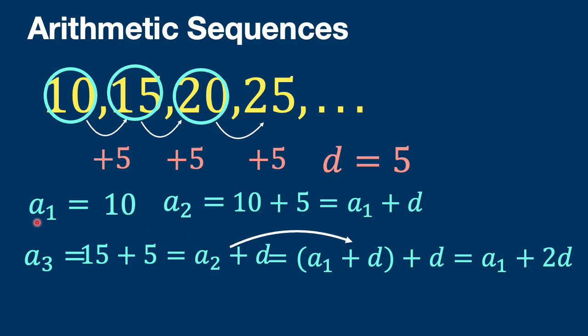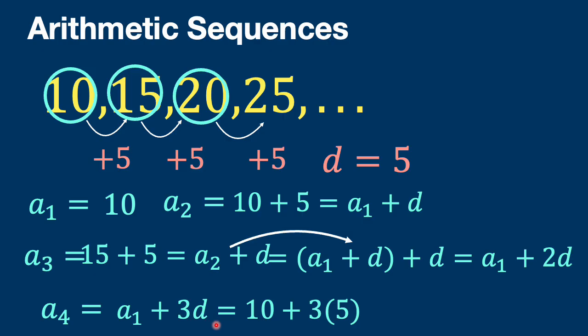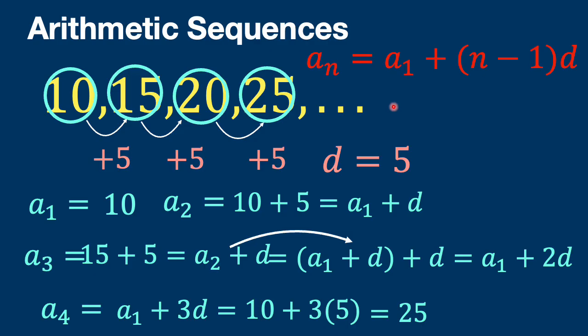Can you guess? A1 is A1, A2 is A1 plus D, A3 is A1 plus 2D. I think you can guess. A4 is going to be A1 plus 3D. So let's check it. A1 is 10, plus 3 times 5. That's going to be 25. You got it right there, guys. Now, how about An? The general term of an arithmetic sequence is An equals A1 plus (n minus 1)D. That's how you find the general term of an arithmetic sequence.